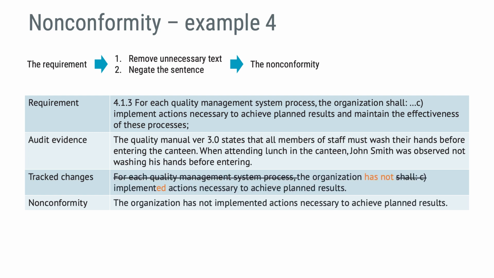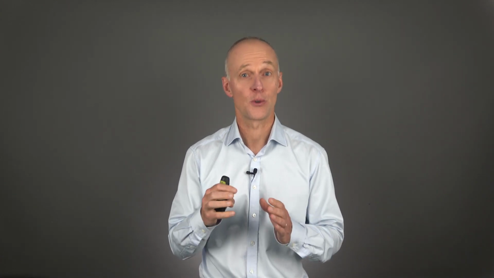Using the same methodology as before, we get the following nonconformity. The organization has not implemented actions necessary to achieve planned results. Now, sticking to this way of writing the description of the nonconformity is key to getting this right. And anytime you don't follow this way of working or writing, you risk having the auditee arguing with you about the requirement not being what you wrote in the nonconformity. So save yourself a lot of time by sticking to this way of writing nonconformities that will support you getting them right and objective.